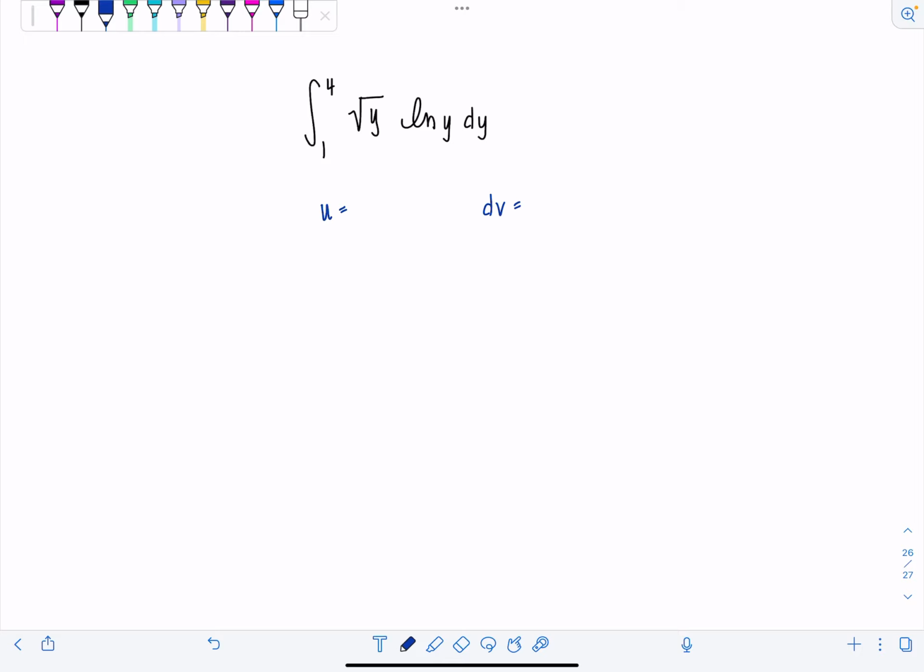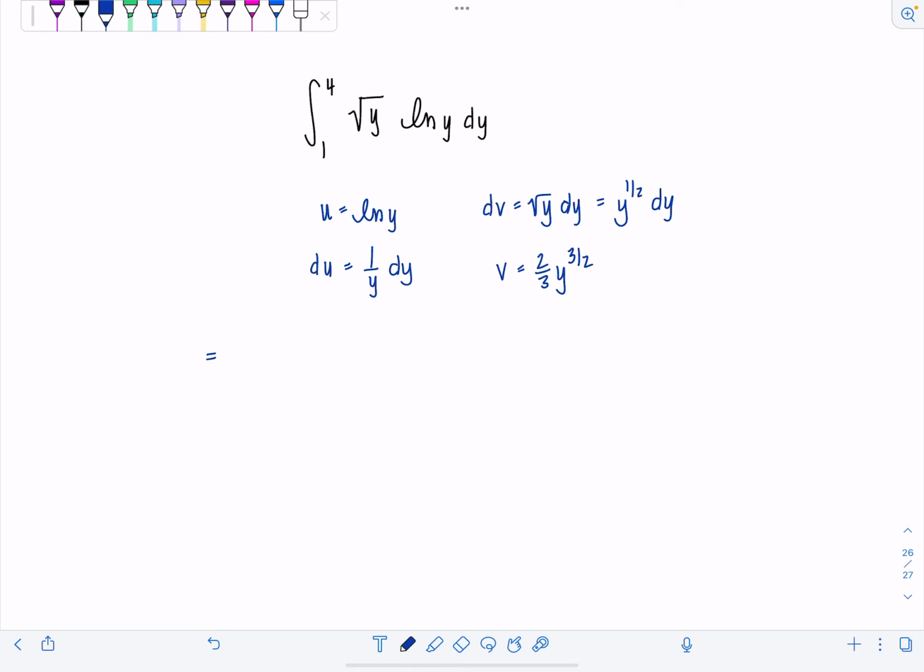dv has to be something that you can anti-differentiate. So I know I'm not going to let ln of y dy be dv. Typically, if you have a logarithmic function, it's always going to be u. So u is natural log of y, and then that means dv is going to be square root of y dy, which I'm going to rewrite right now as y to the 1/2 dy. All right, then that makes du equal to 1 over y dy. And v, anti-differentiating y to the 1/2, is going to be 2/3 y to the 3/2.